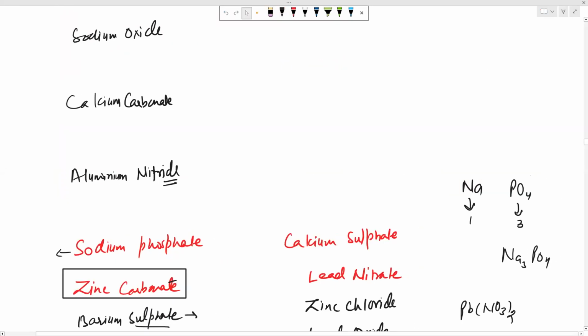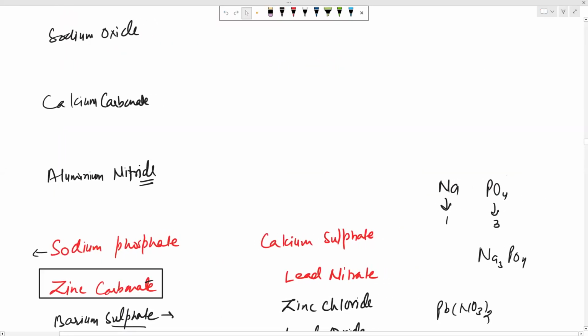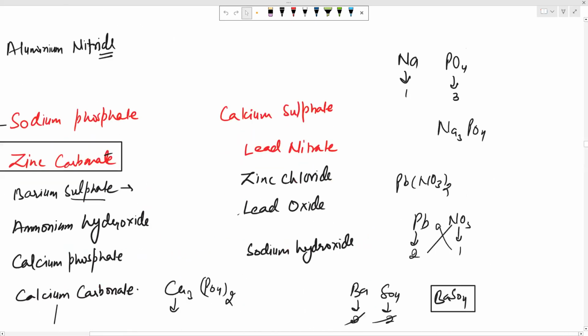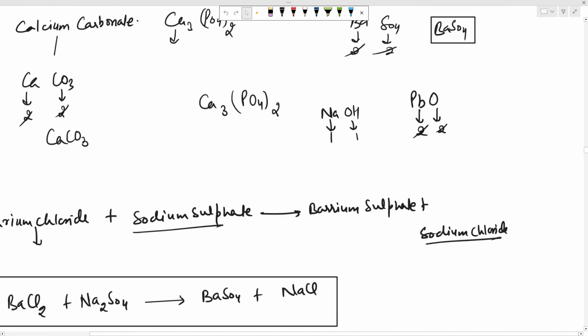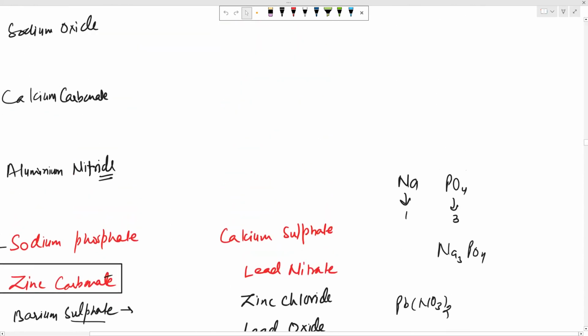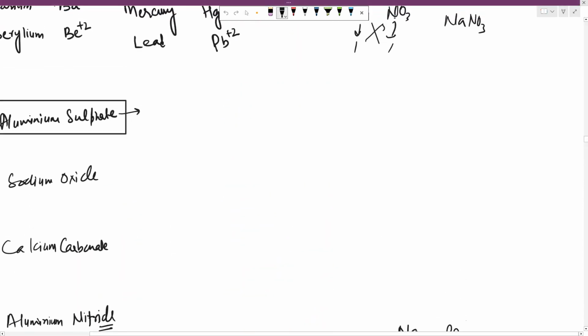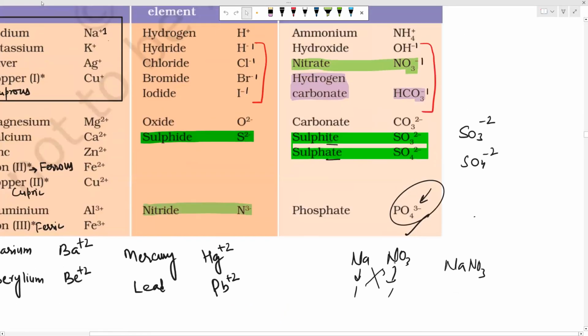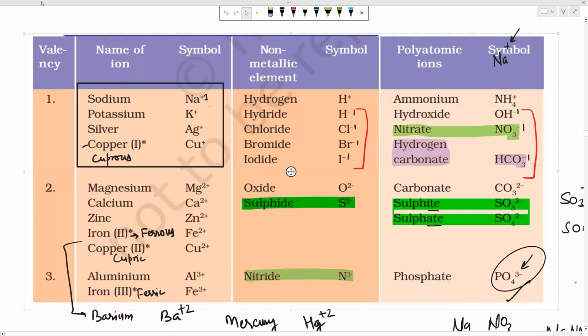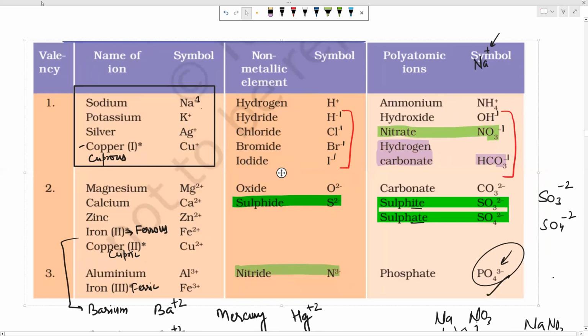Here we need to learn that there is a valency chart, and according to that we have to write the chemical formula of the compound. First of all, copy this valency chart in your notebook, so that you can learn how to write the proper chemical formula. If you don't know how to write the chemical formula of the compound, you will not be able to learn.